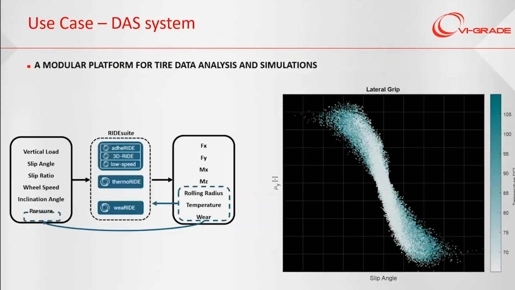Thanks to RideSuite, which is composed of several physical models, such as a multi-contact tire model, a thermal tire model, and a low-speed tire model, the mentioned phenomena can be taken into account to obtain a more physical long-run simulation. We can see in the figure how the tire grip and stiffness vary with the tire temperature.